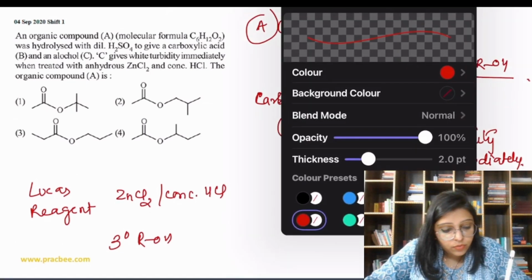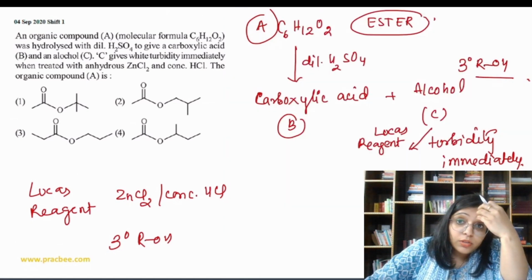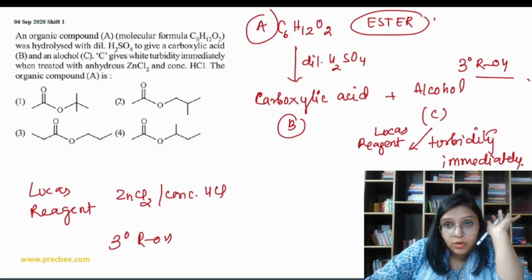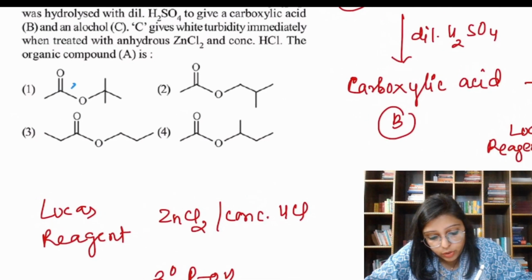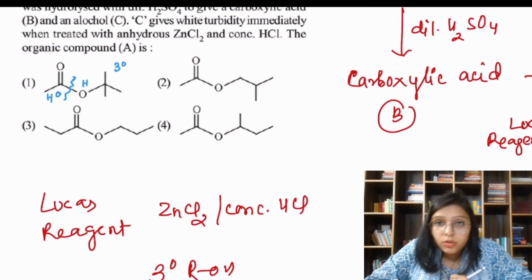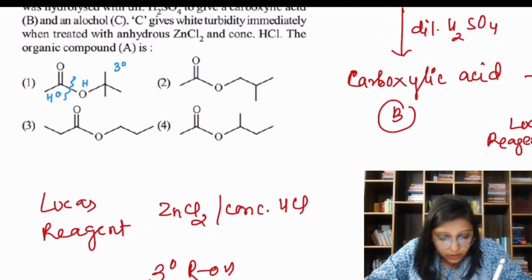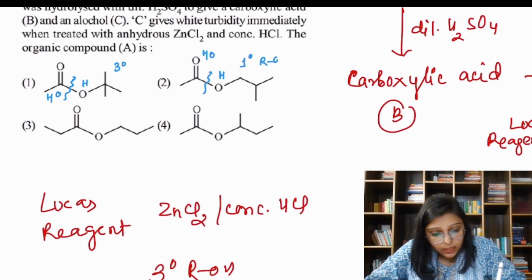So how to check? We have to hydrolyze the compound. If we do hydrolysis, we should be getting a 3-degree alcohol. This is so clear. If I break the bond from here, we write H and here we write OH. So this is the 3-degree alcohol that we get. If I break the bond over here, here we write OH carboxylic acid and here we write H, which is a 1-degree alcohol.